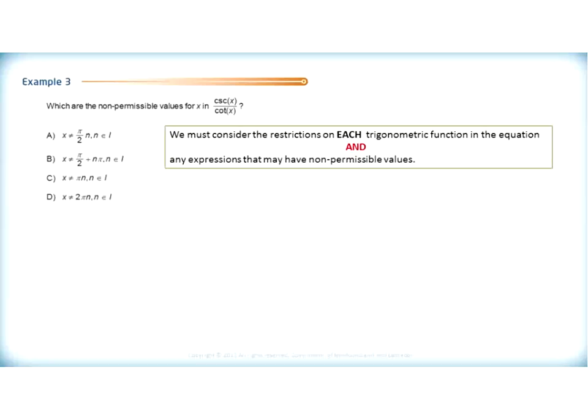Let's consider, first of all, the restrictions on each trig function. Cosecant x, so I'll call this number 1. Cosecant is equal to 1 over sine, so again, sine x cannot equal 0. Where is sine x equal to 0? That's the question, because wherever sine x is equal to 0, cosecant x is undefined. Again, you may want to just do a sketch of the graph of sine x to help you determine this.